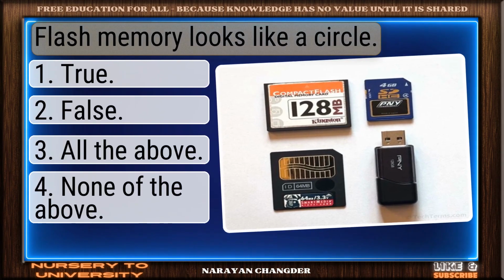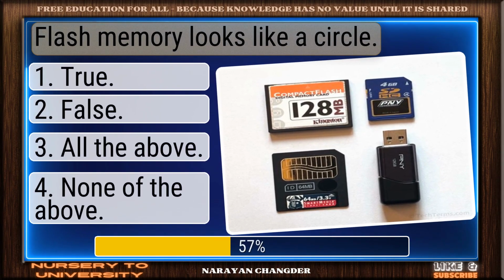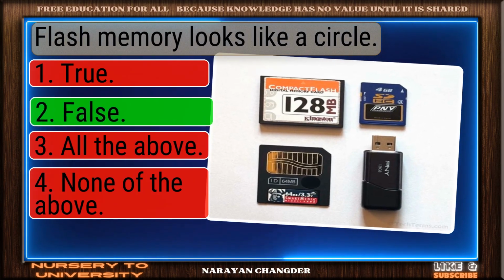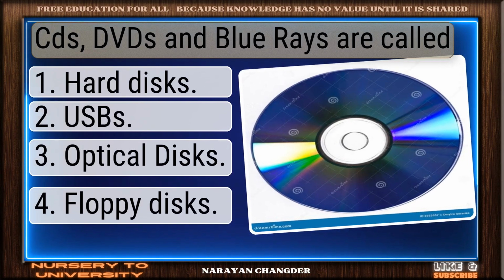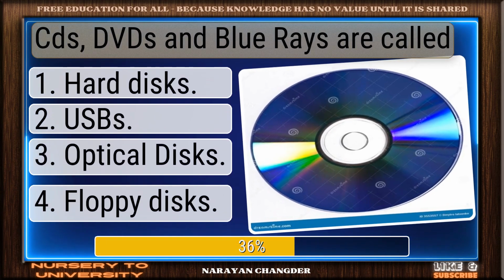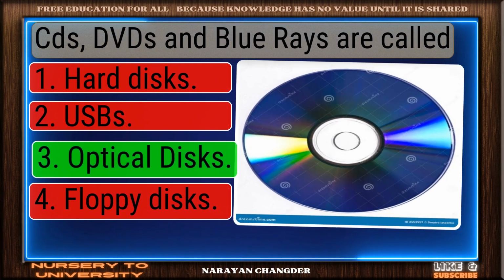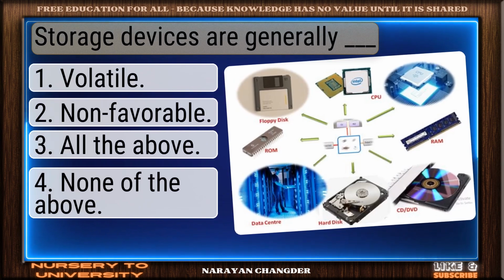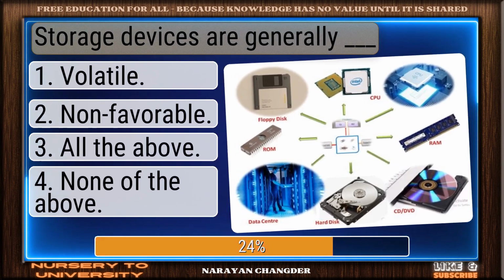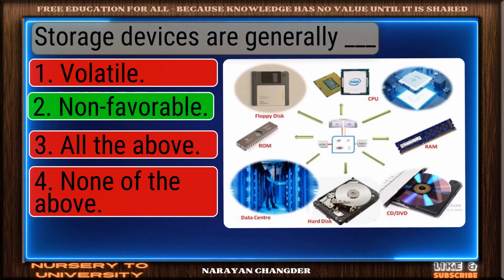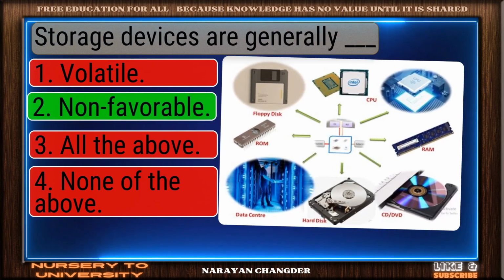Flash memory looks like a circle. You got it. Your choice false is right. CDs, DVDs, and Blu-rays are called. Valid point. Optical discs is true. Storage devices are generally dash. Nice selection. Non-volatile is the correct and valid answer.